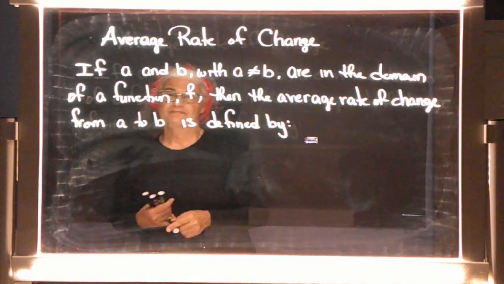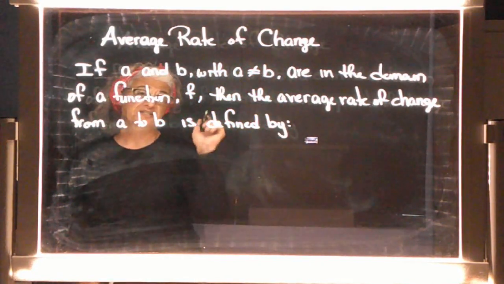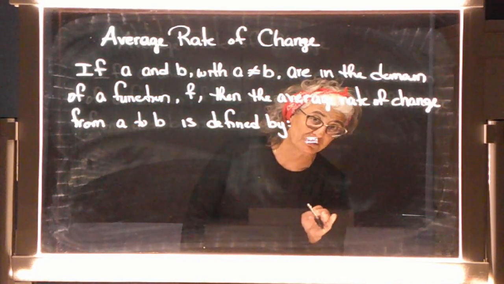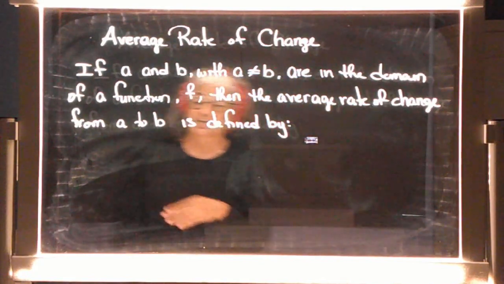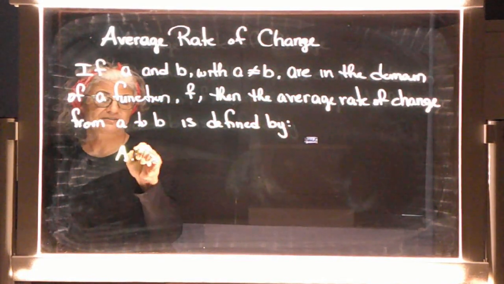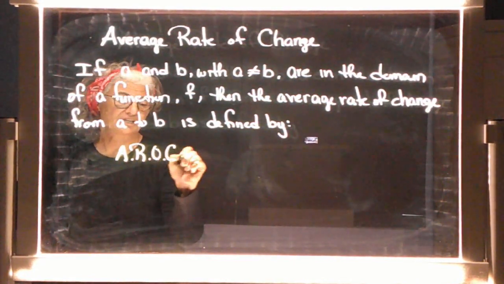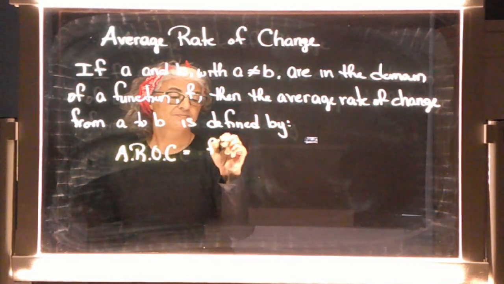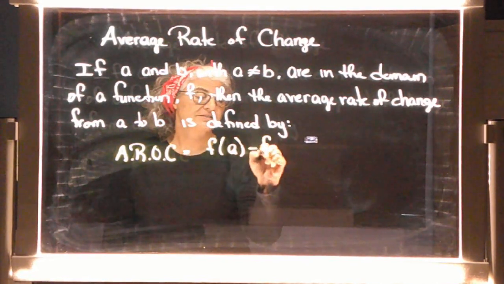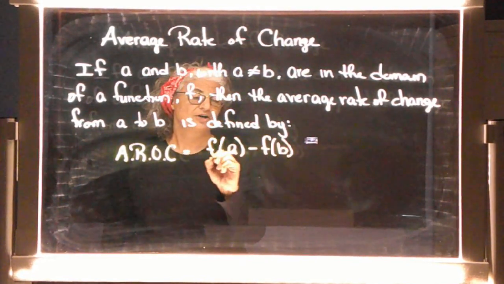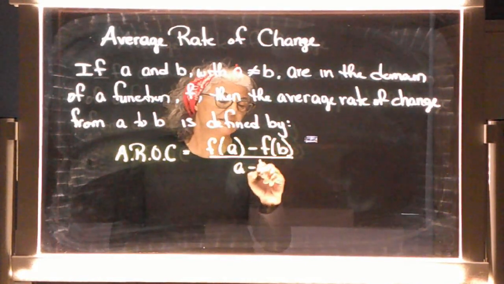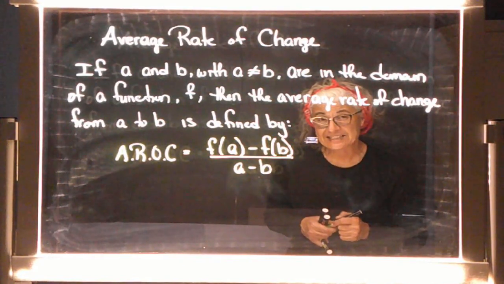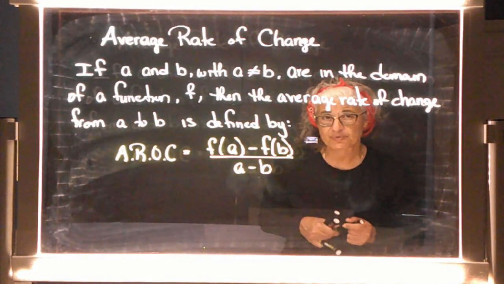Now, here's the thing. I get a little bit lazy and I don't want to deal with writing average rate of change all the time, and there's no variable to represent average rate of change, so I call it AROC, average rate of change. So AROC is equal to f of A minus f of B over A minus B. Does that look familiar? It does if you understand what f of A and f of B represent.